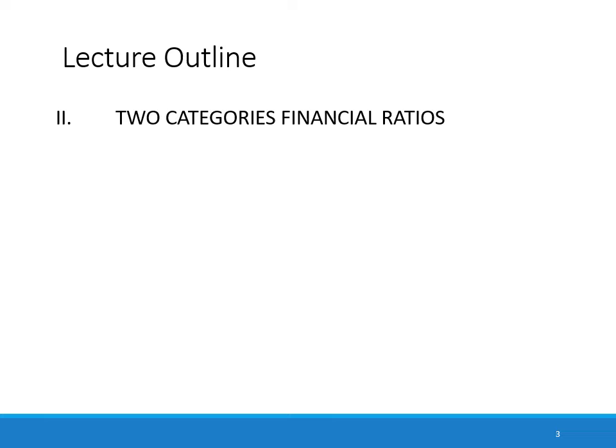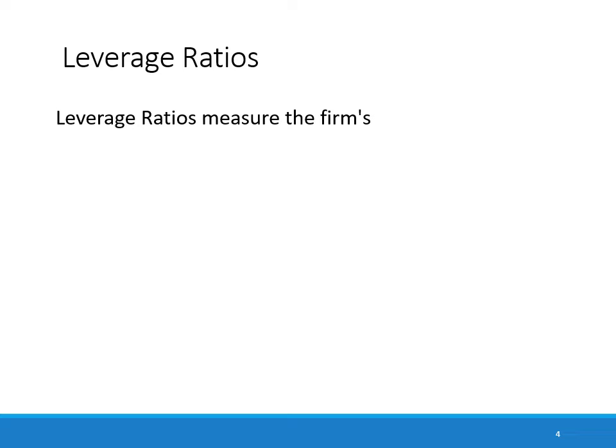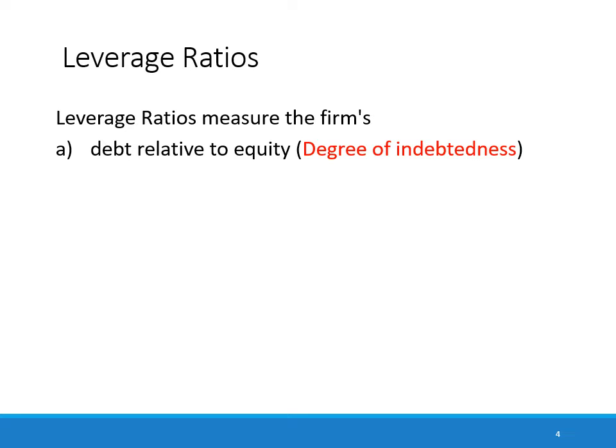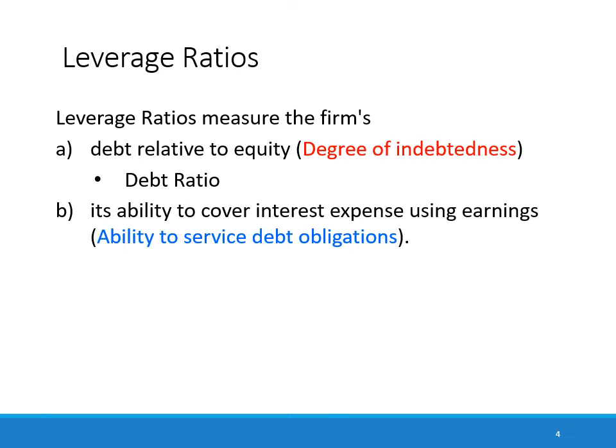Lecture outline. We will touch on 2 categories of financial ratios for this lecture: leverage ratios and profitability ratios. Leverage ratios measure the firm's debt relative to equity, the degree of indebtedness. This will be covered by the debt ratios. Its ability to cover interest expense during earning, its ability to service debt obligation, in short, pay interest expense, will be covered by the times interest earned ratio.